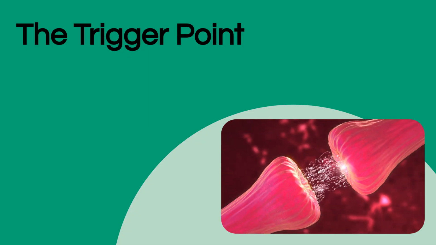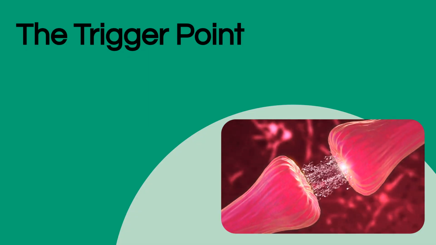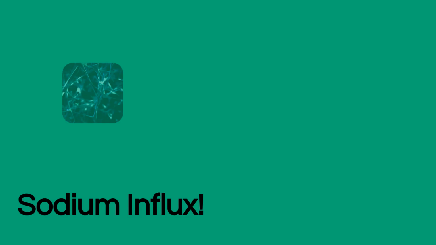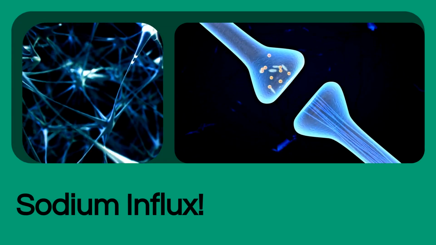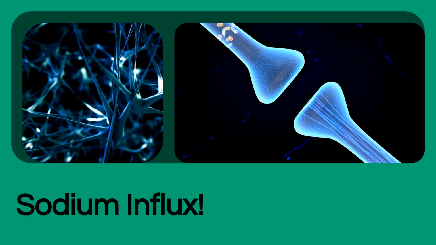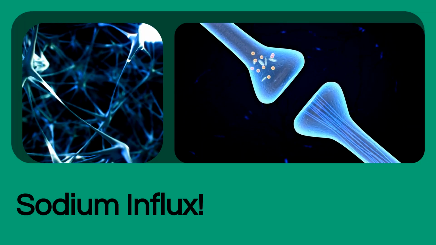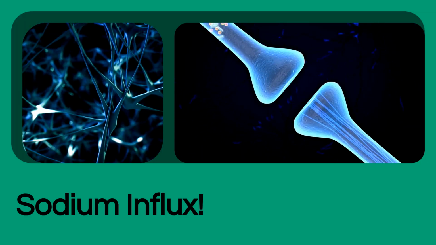An action potential begins when a neuron receives a strong enough stimulus. This stimulus must reach a specific threshold potential to trigger a response. Once the threshold is met, sodium ion channels rapidly open, causing a rush of positively charged sodium ions into the neuron. This makes the inside of the neuron briefly positive. This phase is called depolarization.